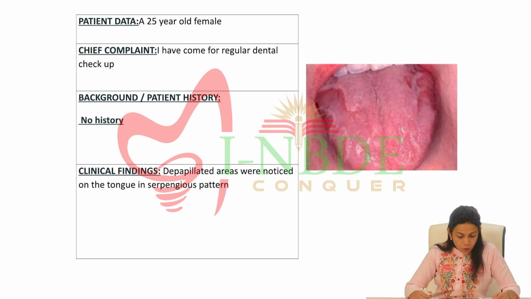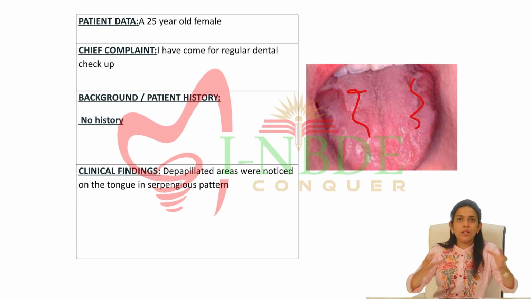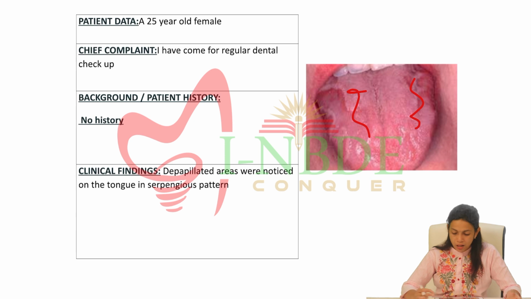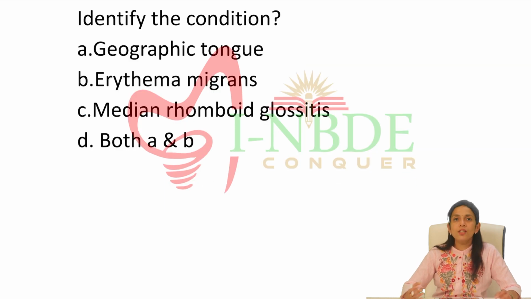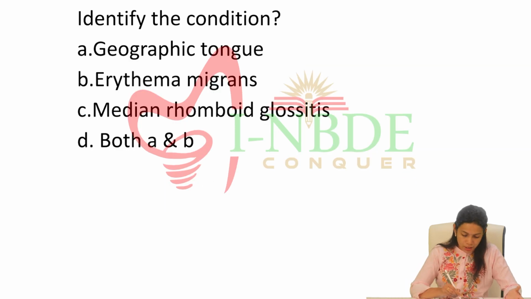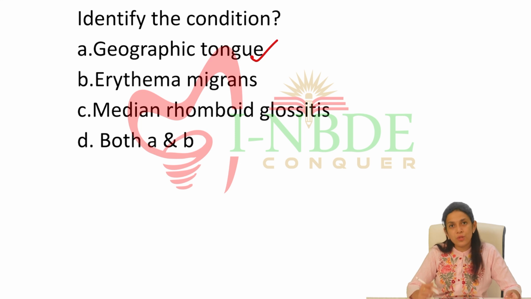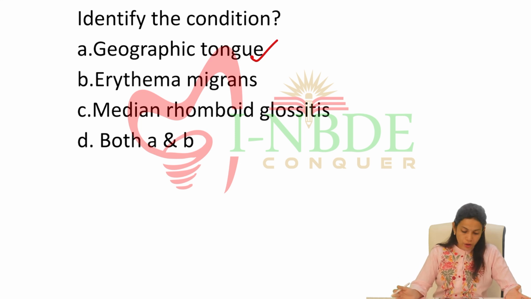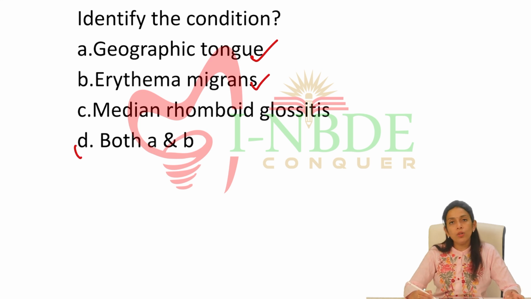Now coming to the next. A 25-year-old female has come for a regular dental checkup. There is no particular history. But as you can see, there is a serpentine pattern observed on the tongue. Now what is that? Simple. It is showing a serpentine pattern of depapillated tongue. So it's a case of geographic tongue. That's all. It is also called benign migratory glossitis or erythema migrans. So the answer here is both A and B.